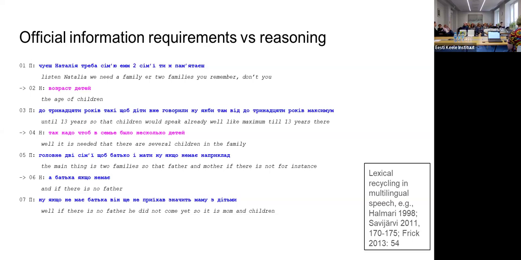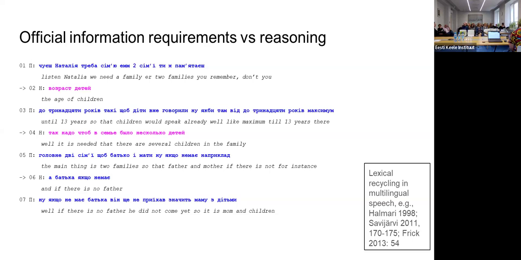Here, Panas and Natalia are speaking about a local activity where two Ukrainian families with children are needed to take part in, and Ukrainian is colored blue. On the first line, Panas is reminding Natalia in Ukrainian, "Listen, Natalia, we need a family," and he instantly repairs himself, "Two families, you do remember, don't you?" And in this excerpt, Natalia, who usually addresses Panas in Ukrainian, replies to his request in Russian, asking for the age of children. Panas is answering in Ukrainian, giving their age.